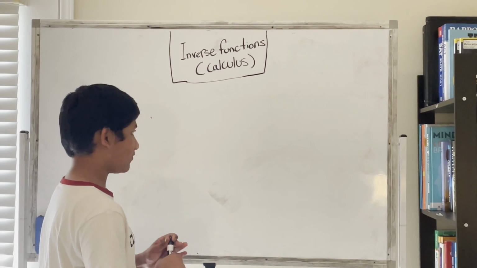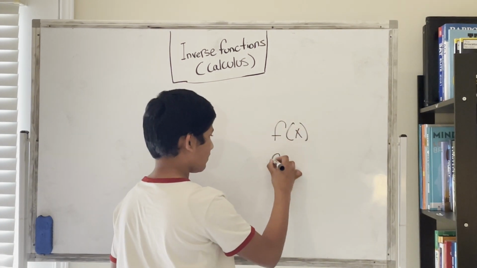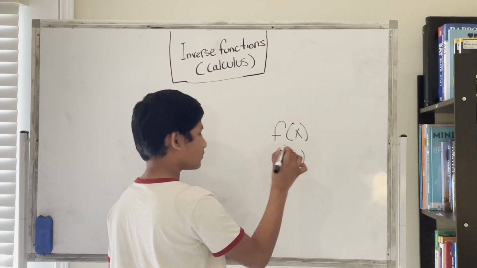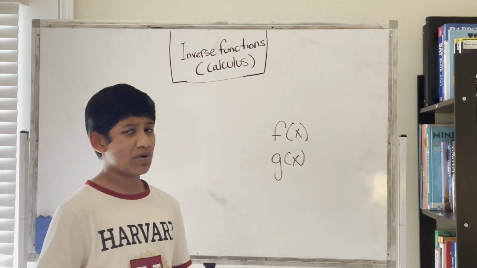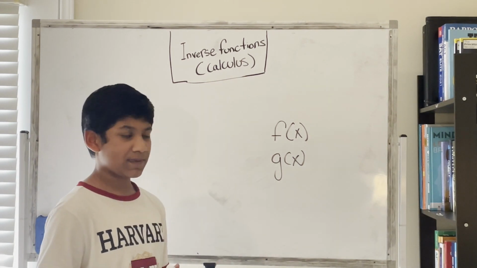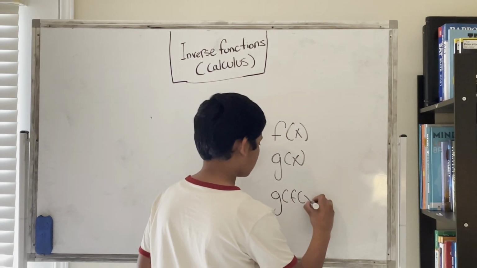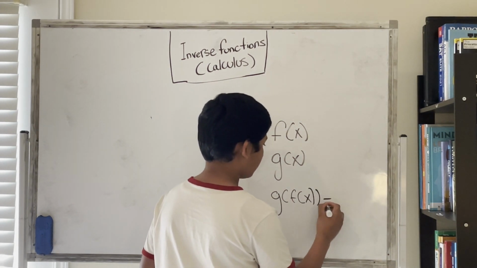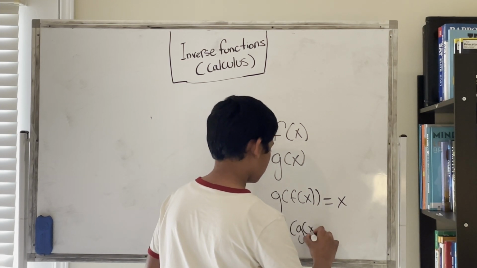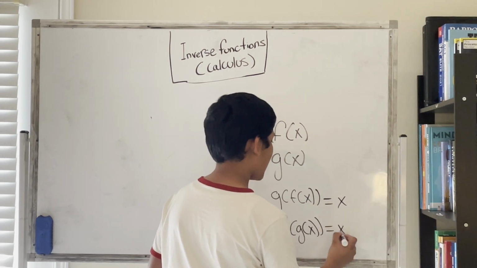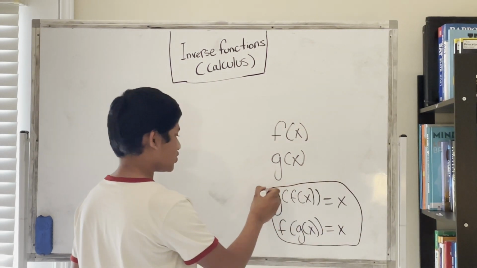The first thing I want to define is f of x and g of x. F of x is going to be our main function, and g of x is going to be the inverse of f of x. Now, notice that g of f of x is going to be equal to x, and f of g of x is going to be equal to x. This is going to be part one of the most important relationships.